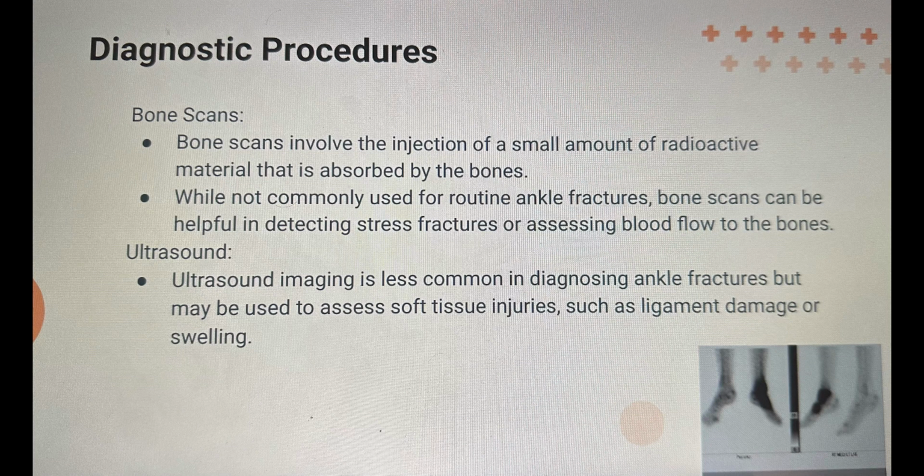Then you have your bone scans. Bone scans involve the injection of a small amount of radioactive material that is absorbed by the bones. While not commonly used for routine ankle fractures, bone scans can be helpful in detecting stress fractures or assessing blood flow to the bones. You also have your ultrasounds. Ultrasound imaging is less common in diagnosing ankle fractures, but may be used to assess soft tissue injuries such as ligament damage or swelling.